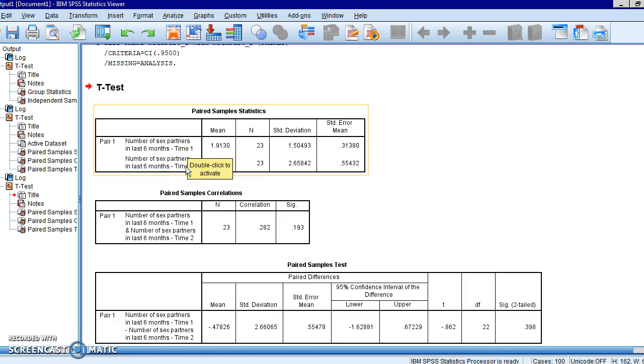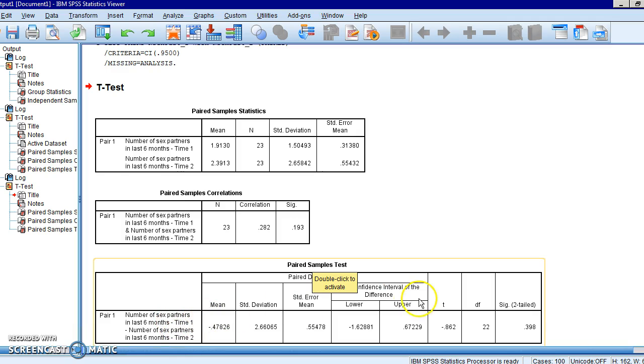Again, we're interested in differences. Are there any differences between these two means? With paired samples, it also gives you a correlation of the study as well. However, we're going to start down here at the paired samples test, the paired differences boxes. You can see both of the questions out here to the side, time 1 and time 2.